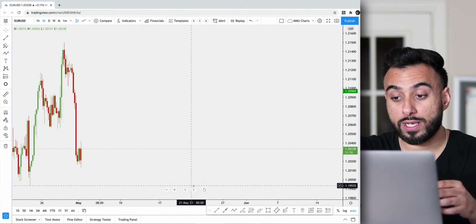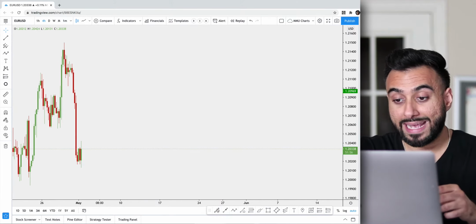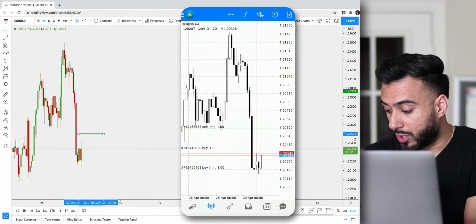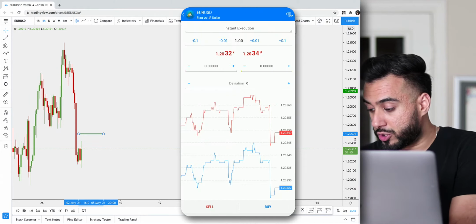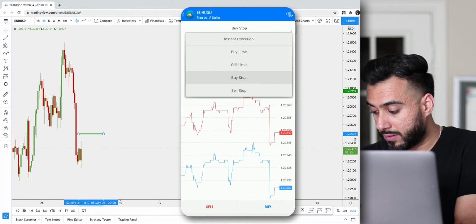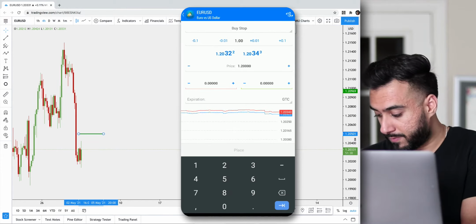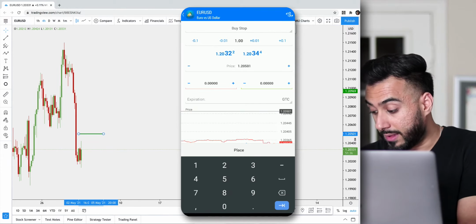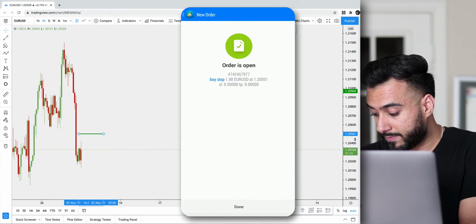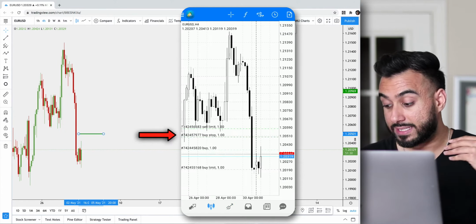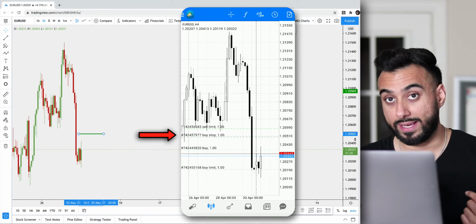What we would want to do is enter our buy stop above the current price. So let's just say we enter our buy stop right over here. In this case, our buy stop would be going on the app. We would choose buy stop and we would enter our price at 1.20501. And this time you'll notice the actual buy stop is now placed above the current price.